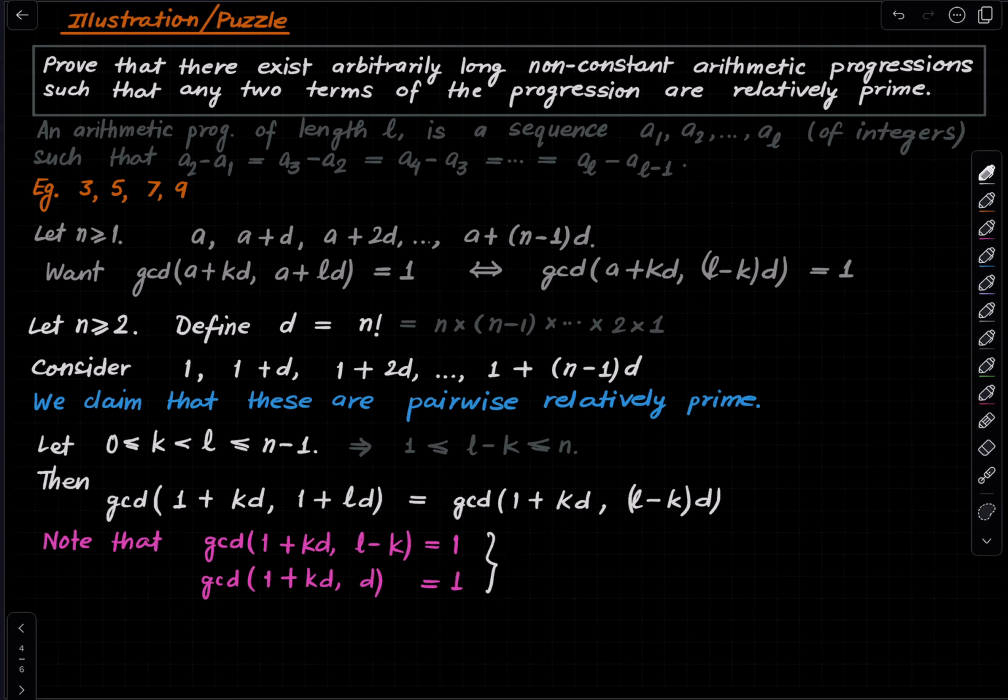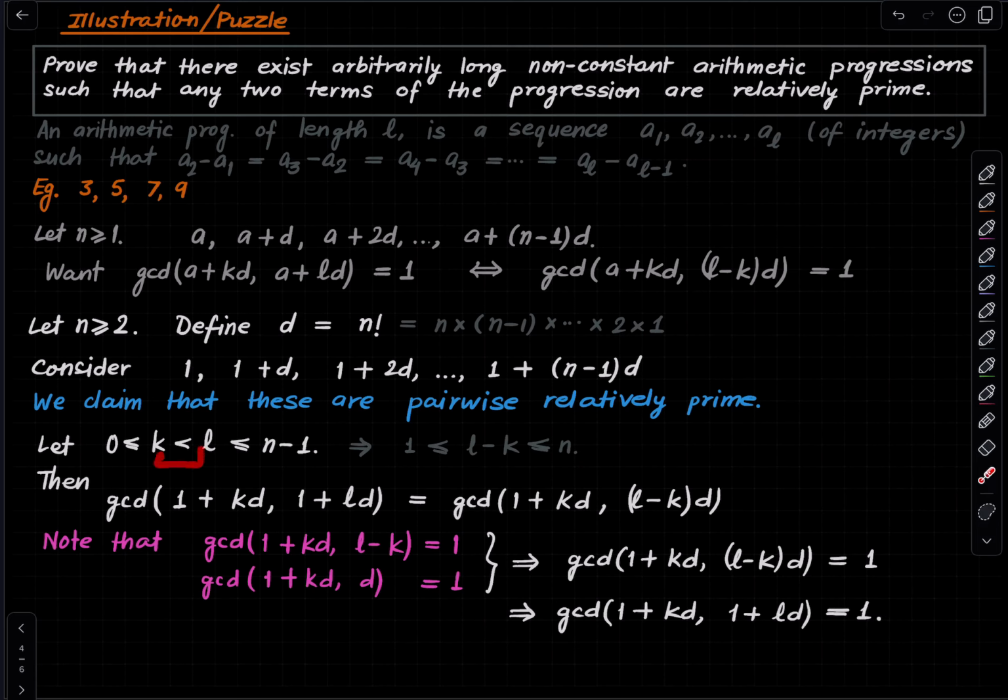I'll write it. GCD of 1 plus KD and L minus K times D is equal to 1, which implies by the previous observation that GCD of 1 plus KD and 1 plus LD is 1. That's it. That finishes the proof because K and L were just arbitrary. Very nice and short proof and very well motivated. It's not like we pulled this number out of a hat. We had a fairly follow your nose kind of argument in some sense.